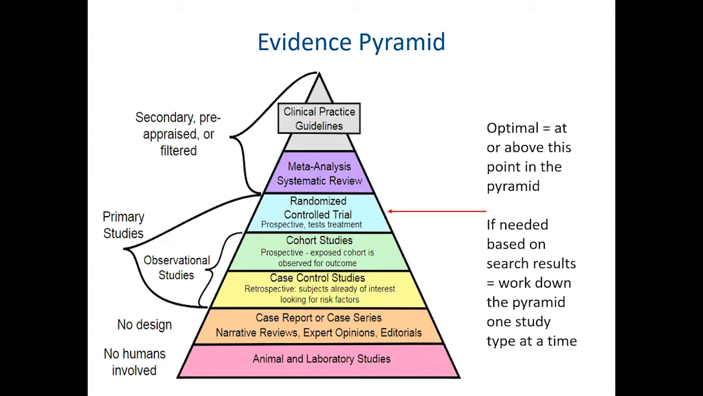However, there are times where searching will not identify pertinent RCTs. This is when we work down the pyramid, one study type at a time, in order to provide the strongest level of evidence available on a topic. I remind our EBP students regularly that they are not responsible for what level of evidence is available on their topic. They are just responsible for being thorough and objective in their search for what is available.